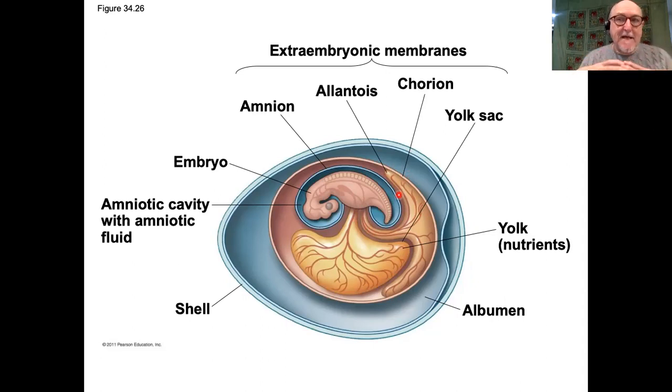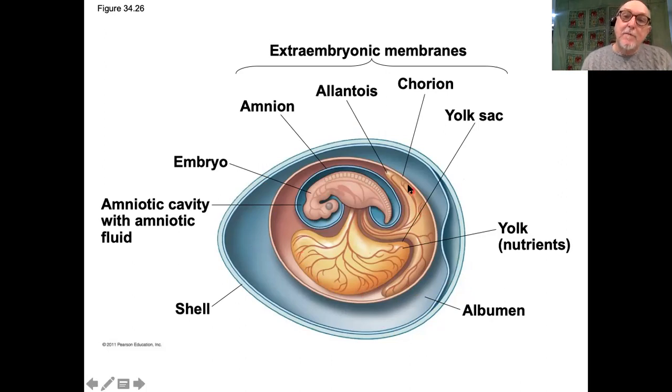None of our development takes place outside. It's all inside. We are said to be viviparous. And in those organisms which are entirely viviparous, this outer structure here is lost. There's no shell or outer membrane around it. Instead, our embryo is entirely enclosed in these three membranes: the chorion, allantois, and amnion.